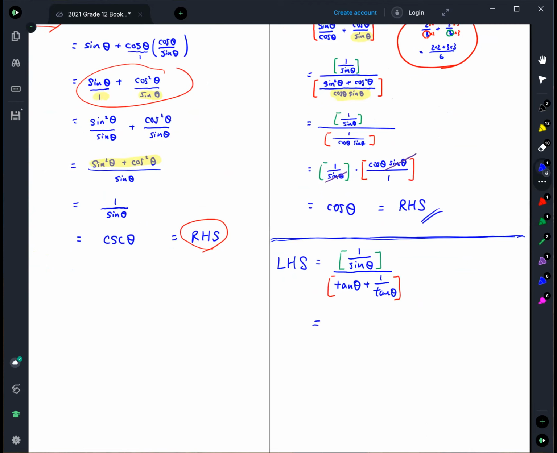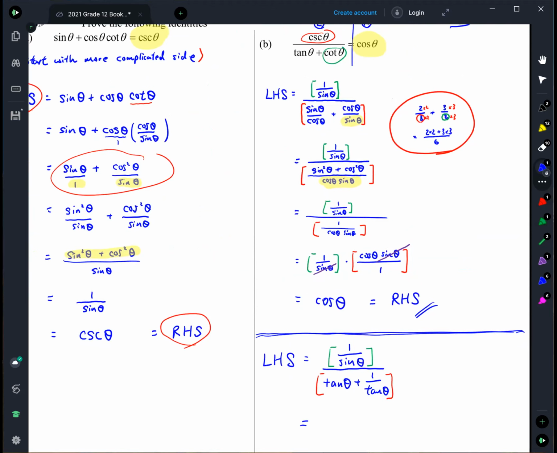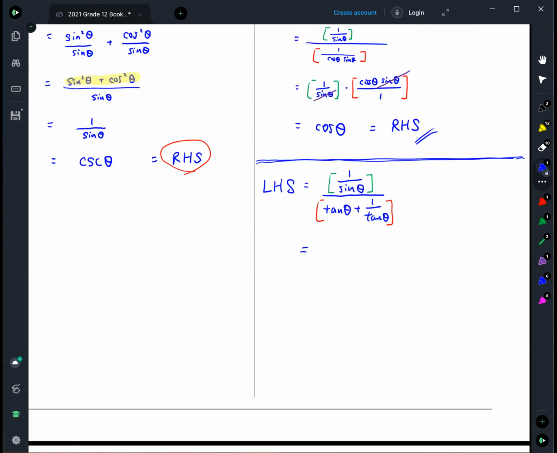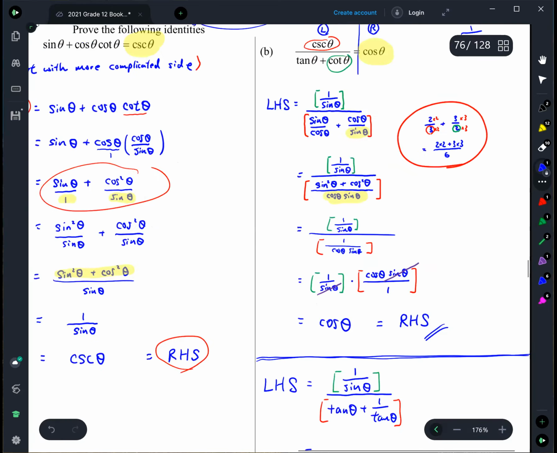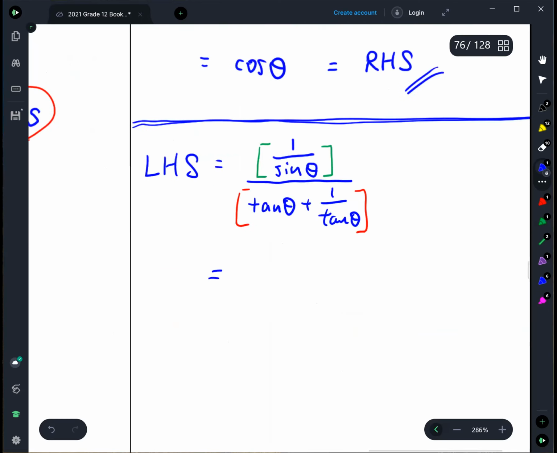Okay, Jenny, do you have any questions? Yeah, what does RHS mean again? Right-hand side. Oh, okay. Thank you. So cosine theta is on the right-hand side. We simplified the left-hand side and made it equal to the right-hand side. That's our goal. Okay, so let's start with a different way. Caleb said he kept tangent the same and changed cotangent into 1 over tangent. So everything uses reciprocals. No quotient rule here.